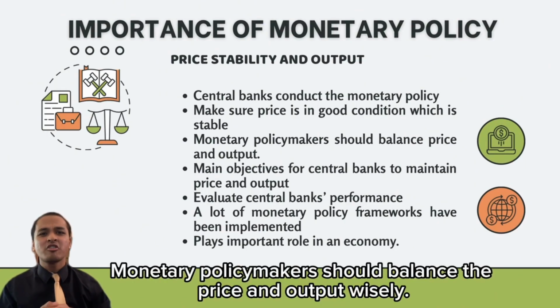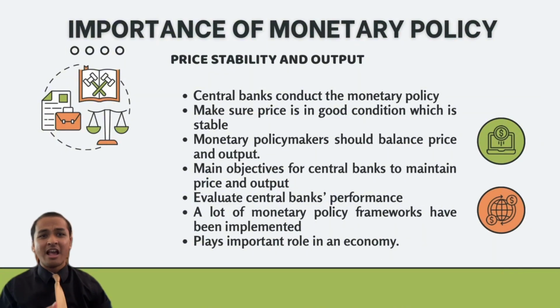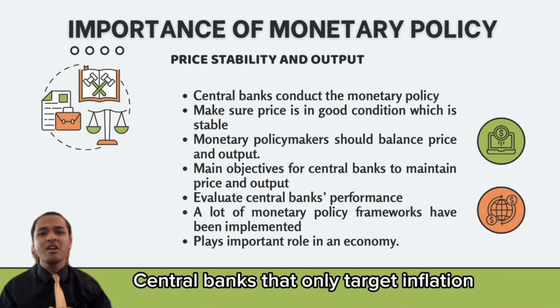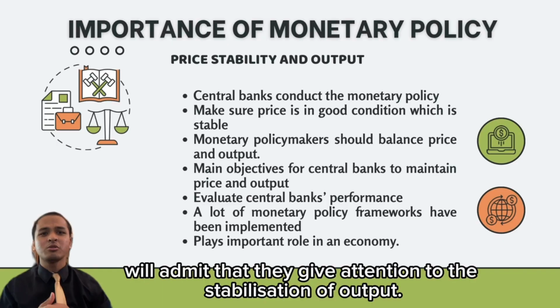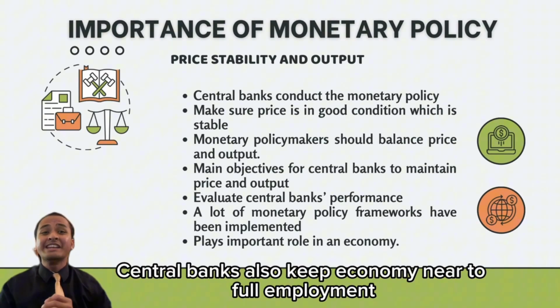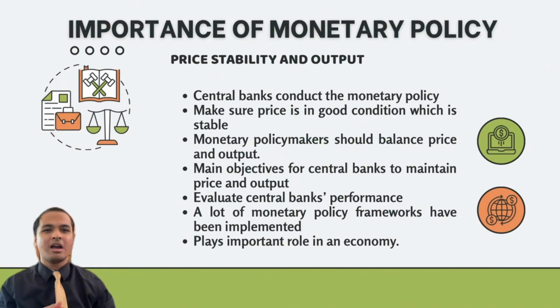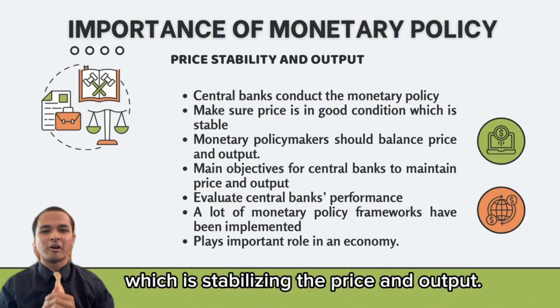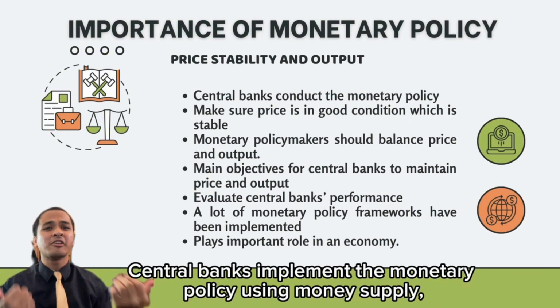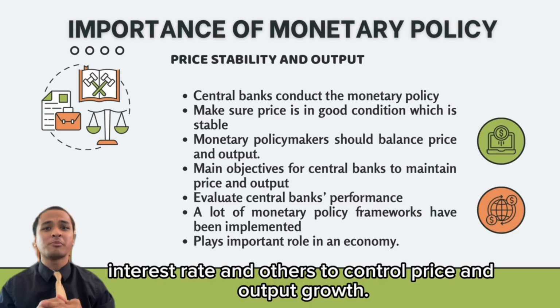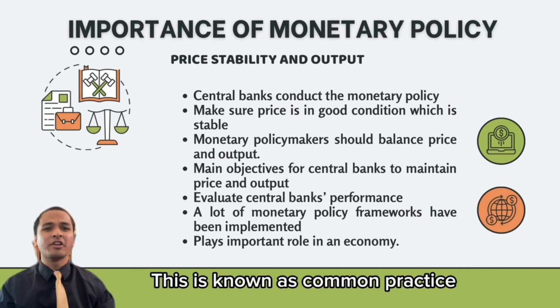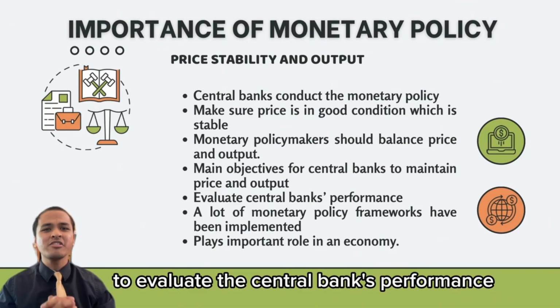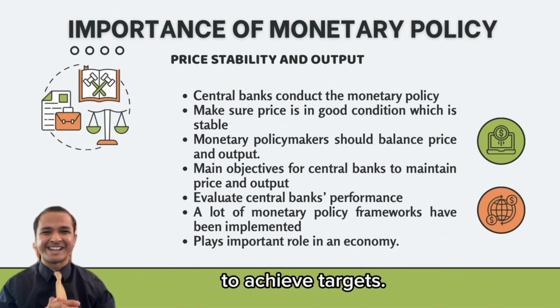Monetary policymakers should balance the price and output wisely. Central banks that only target inflation will admit that they give attention to the stabilization of output. Central banks also keep the economy near full employment. Other than that, it is the objective of central banks to stabilize the price and output. Central banks implement monetary policy using money supply, interest rate, and others to control price and output growth. This is a common practice to evaluate the central bank's performance in achieving targets.